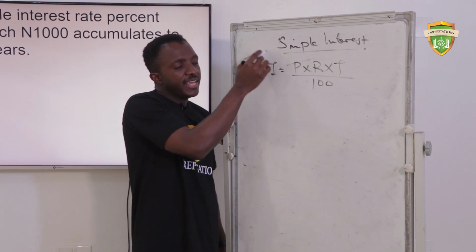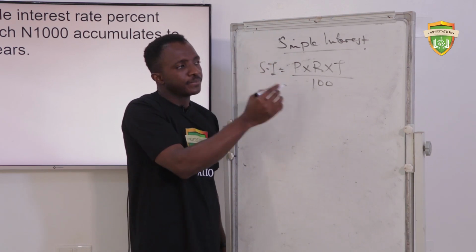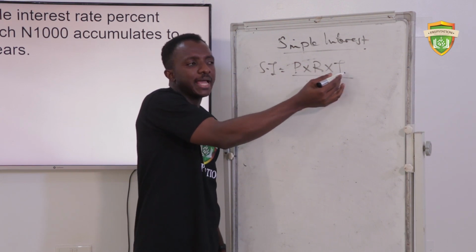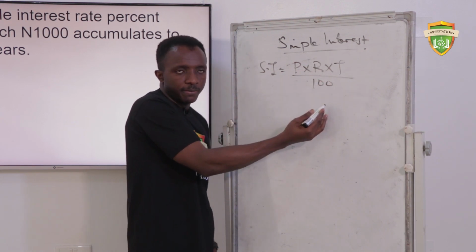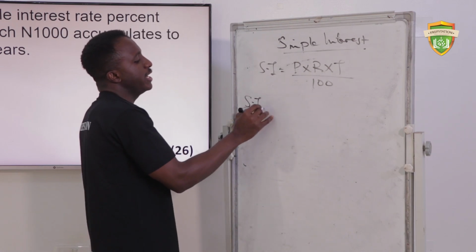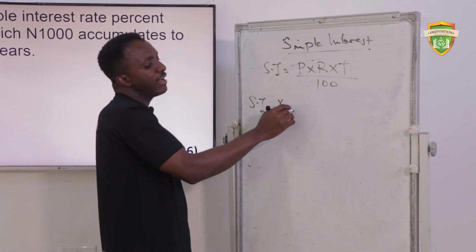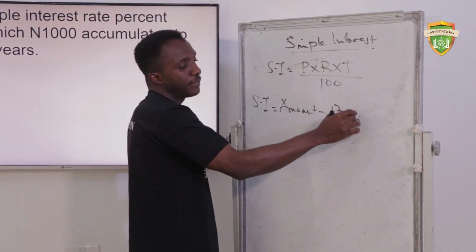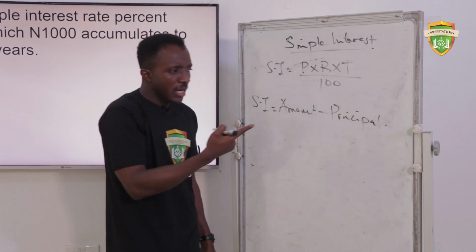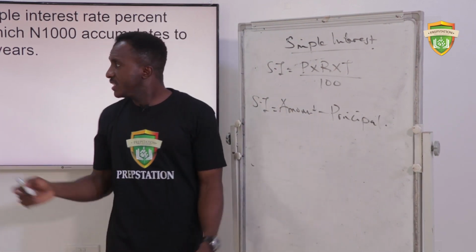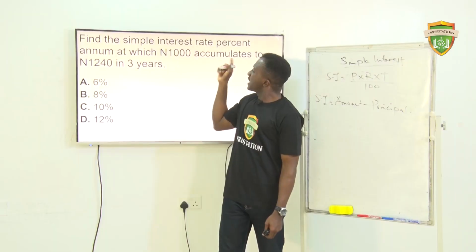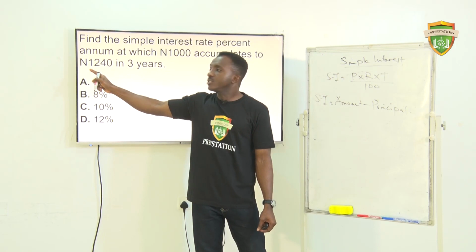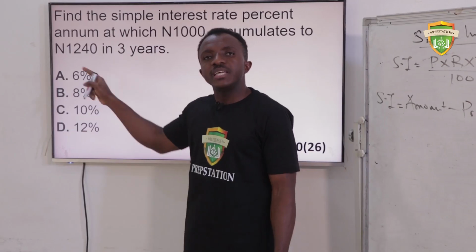Simple interest, take note, this is interest: principal times rate times time over 100. Now, what is interest? Interest is simply the amount minus the principal. Please take note of this. Many students have problems when they see the word amount. It accumulates to this. It means this is the amount the person got at the end of the tenure.